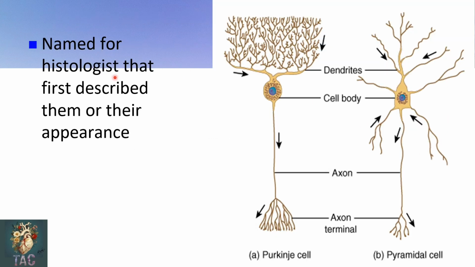They may be named according to the histologist who first described them, or according to their appearance, like Purkinje cell, which was first described by the scientist named Purkinje, or they may be pyramidal according to the shape of the perikaryon, which is pyramidal in shape.